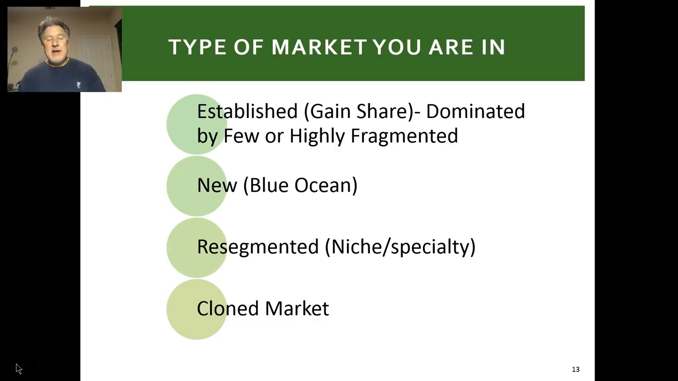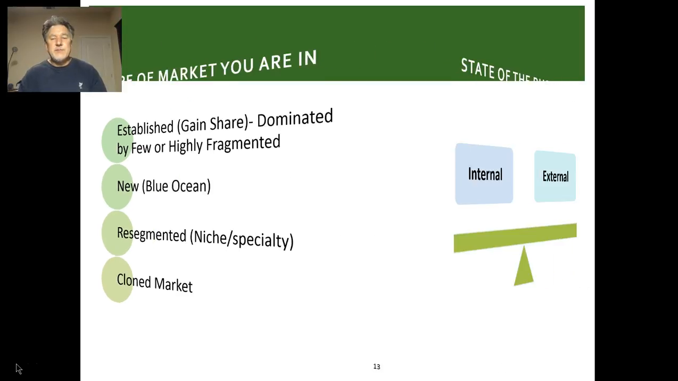Resegment might be a niche play, where you take a segment out of your established market to play at. You may do something like what Airbnb does, which is that you disrupt the market. And then there's clone market, where you take the market you have in the US, move it to another country, and clone that approach and market. The cell phone industry is one good example, back in the 1990s.